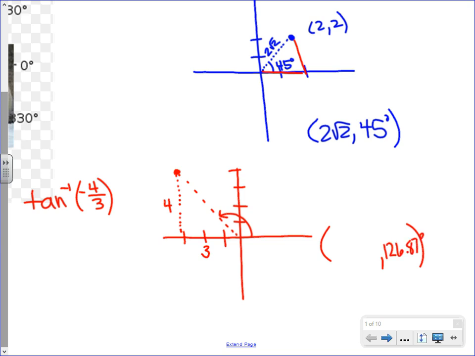Okay. And then how far would we have to walk to get to that point? Keegan? 5. Okay. Here we have a 3, 4, 5 right triangle. So if we rotate 126.87 degrees and then walk 5, we get to the same place.